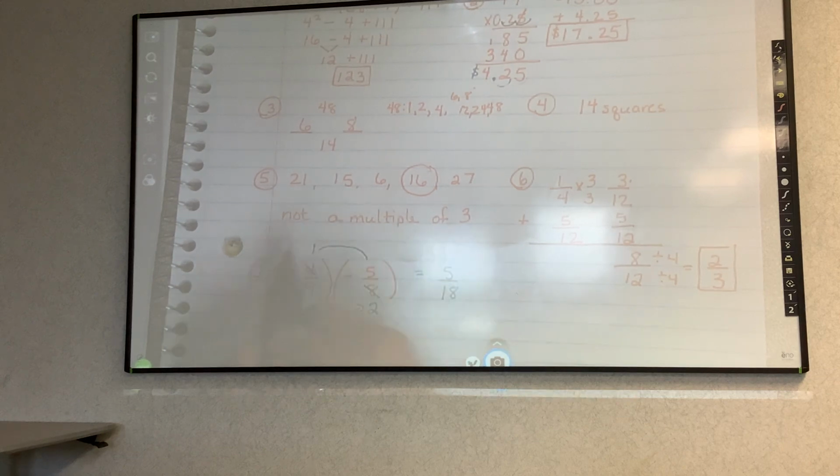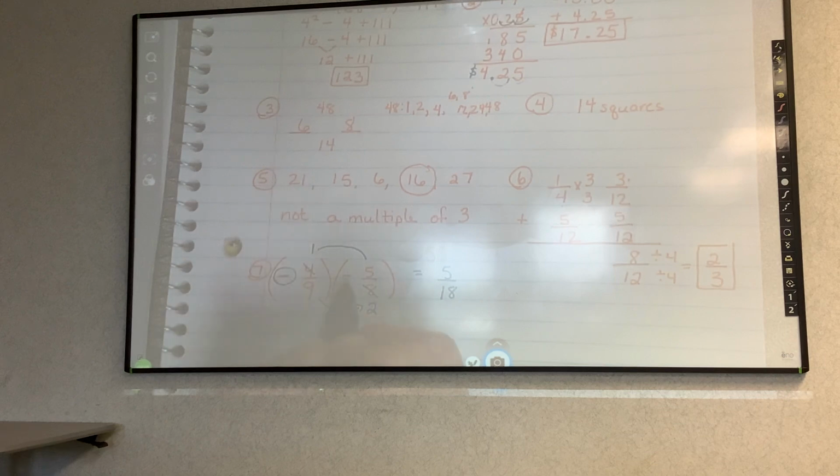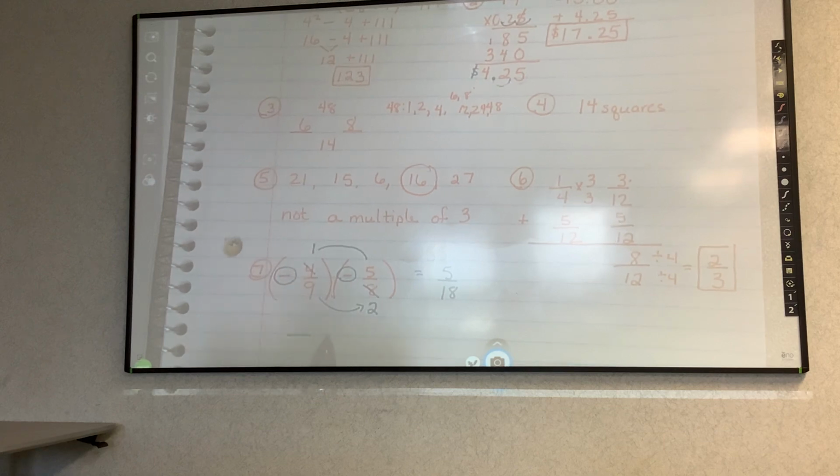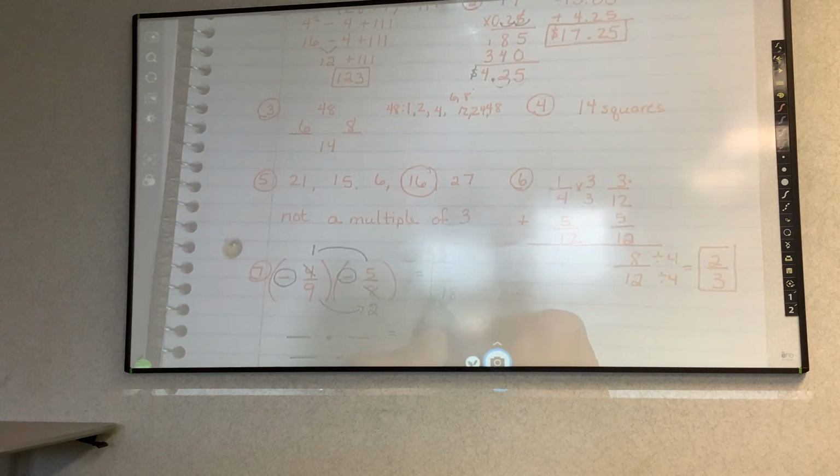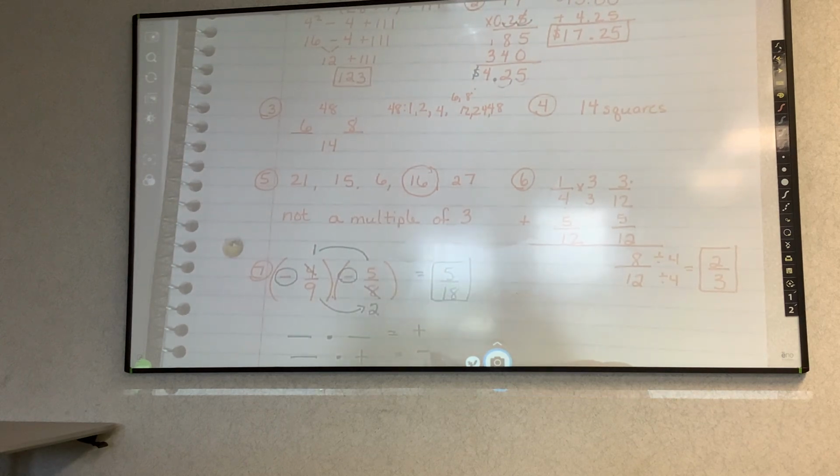Then I'm going to look at my sign here. A negative times a negative becomes a positive. So I want you to write that. A negative times a negative equals a positive. A negative times a positive equals a negative. Make sure you add these notes.